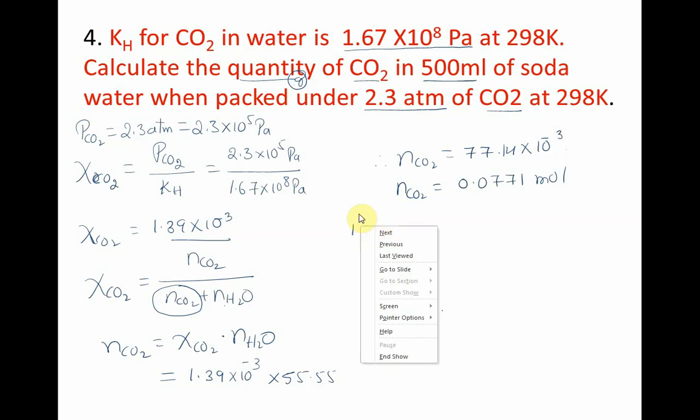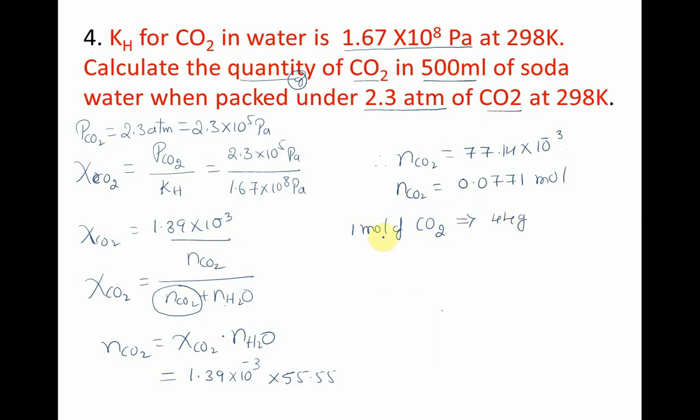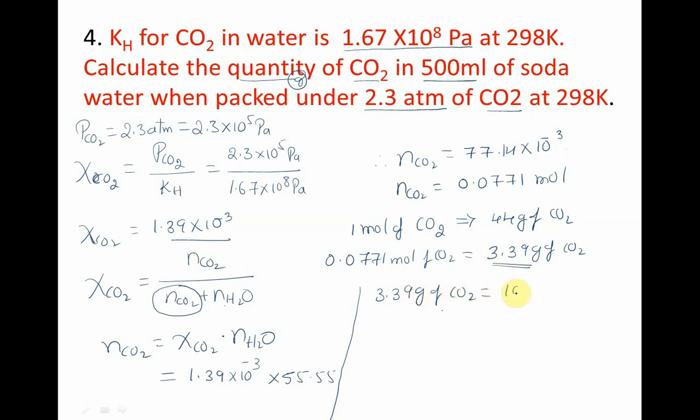1 mole of carbon dioxide contains 44 grams. 1 mole of carbon dioxide is nothing but 44 grams of CO2. Then 0.0771 mole of CO2, how much is that? Please calculate. You'll get 3.39 grams of CO2, which means this is the amount of carbon dioxide present in 1 liter of water. That is 3.39 grams of CO2 present in 1000 ml of solution.